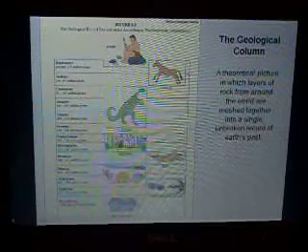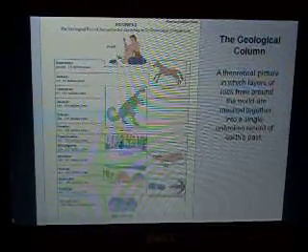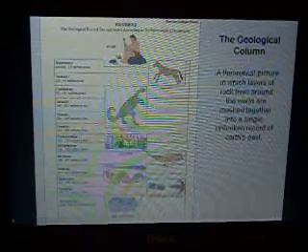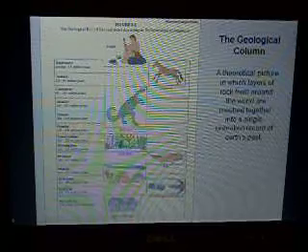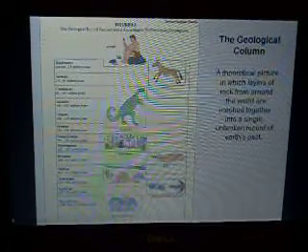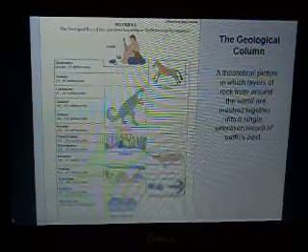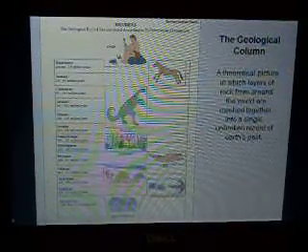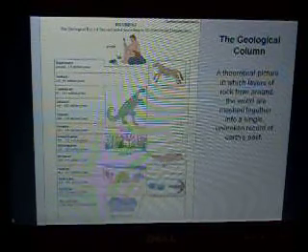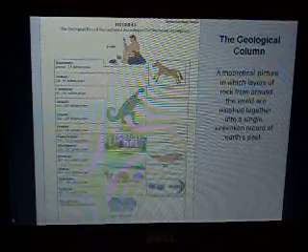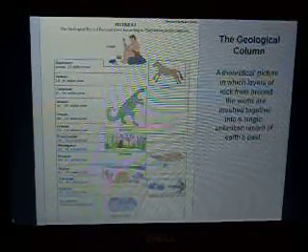Recall that this column is a theoretical picture in which layers of rock from around the world are meshed together into a single unbroken record of the Earth's past. It's very important that you remember that you cannot go anywhere in the world and find all of these layers in one place. This column was put together by meshing or combining layers from around the world based on those index fossils.